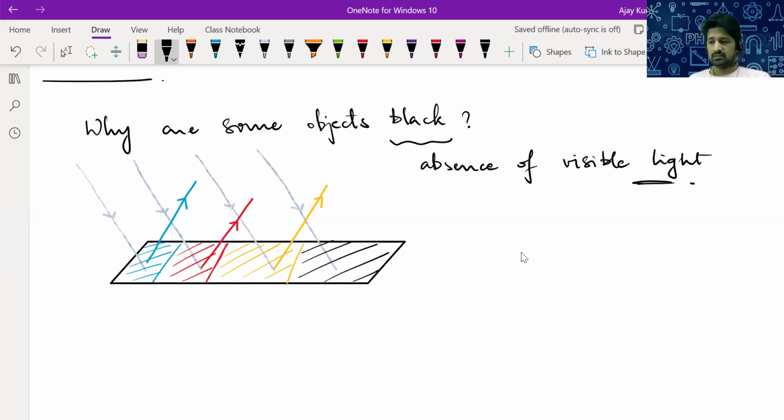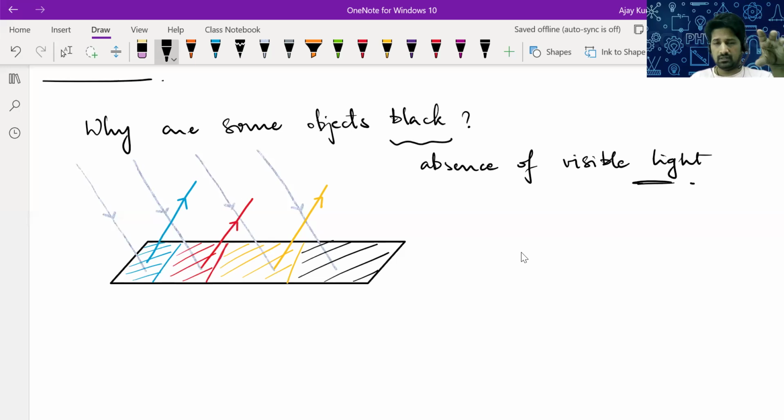Absence of visible light is black, that's okay. But even if an object is reflecting infrared radiation, it will appear black to us because our eyes and brains are not designed to perceive infrared radiation. The rods and cones in our eyes don't oscillate to infrared radiation. They don't send any information to the brain. Similarly with ultraviolet also. We cannot see such radiations.